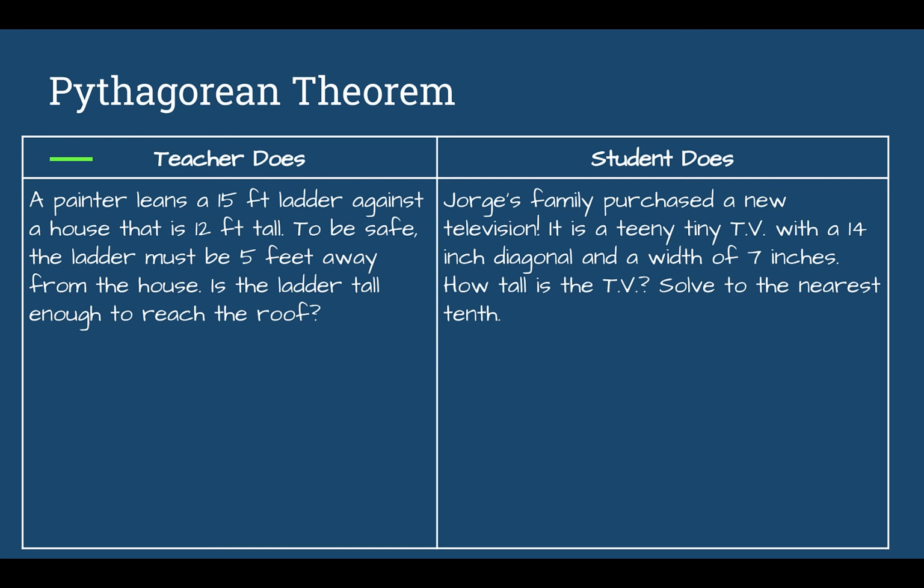So a painter leans a 15-foot ladder against a house that's 12 feet tall. To be safe, the ladder must be 5 feet away from the house. Is the ladder tall enough to reach the roof?